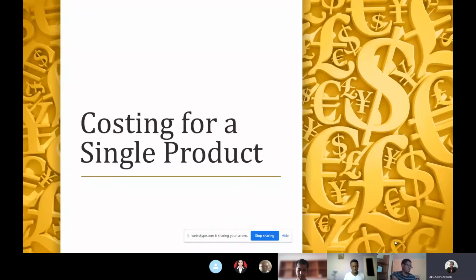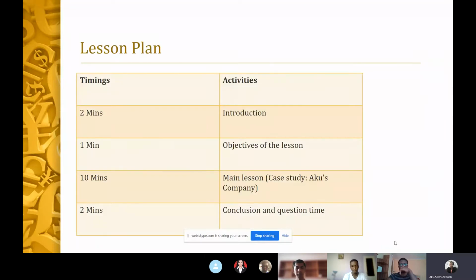So in this lesson, I'm going to be talking about costing for a single product. In the previous session, we learned about staff costs, but now we are going to look at how to calculate the cost of a single product. Again, I'm going to take you through the lesson plan. This is also a 15 minutes session, just like the previous one.